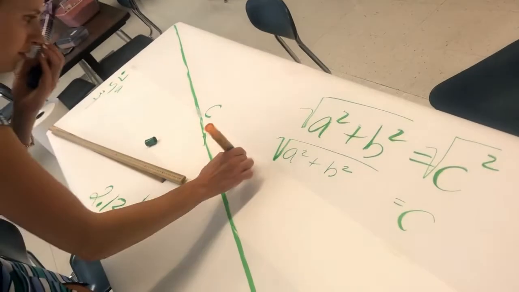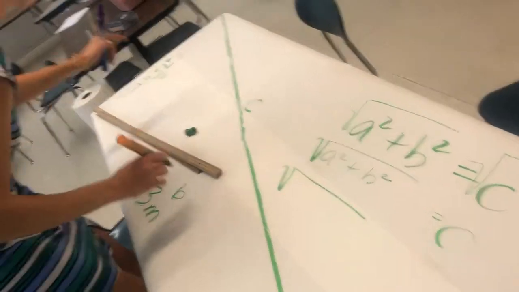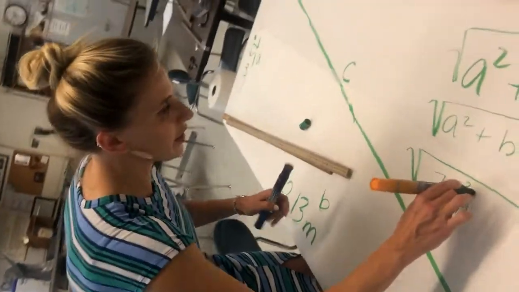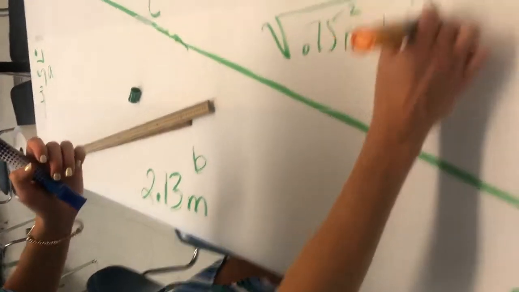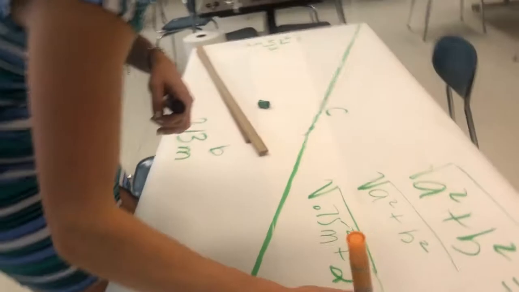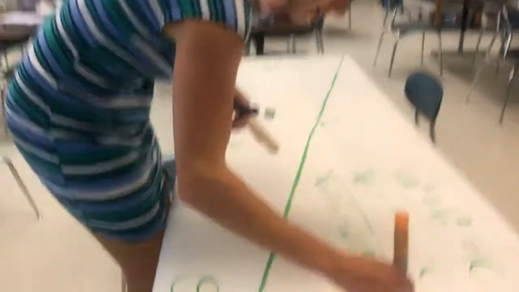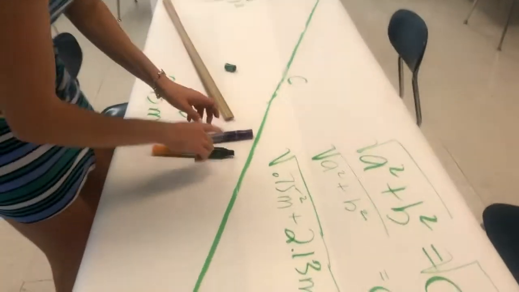Okay, let's plug stuff in. A is 0.75 meters, don't forget to square it, plus 2.13 meters squared. And this is going to give me C. Calculator.